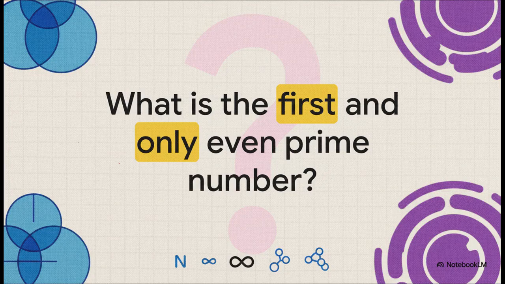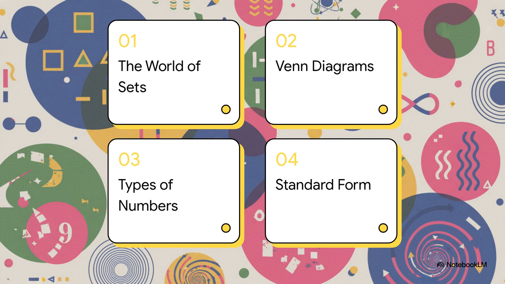But before we get into the heavy lifting, let's kick things off with a quick puzzle to get our gears turning. Think about this. Do you happen to know what the first and actually the only even prime number is? Hold on to your guess, because the answer reveals something super fascinating about how numbers are categorized, and we'll get to that very shortly. Here is our roadmap for today. We're going to cover the world of sets, visualizing with Venn diagrams, exploring types of numbers, and finally, mastering standard form. Let's jump right in.